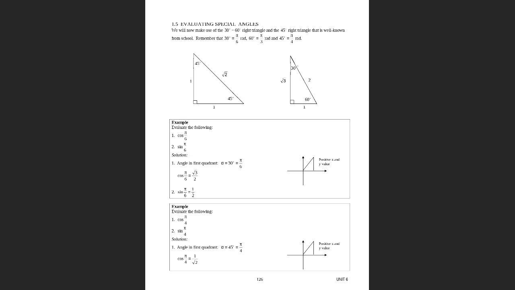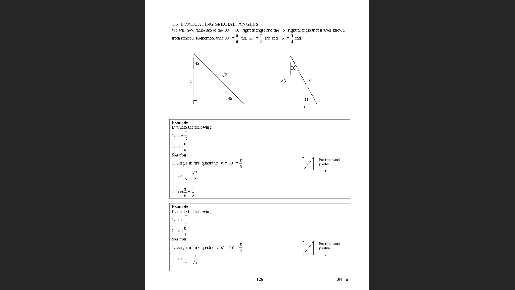In the same way, when you have 60, cos 60 is 1 over 2, sine 60 is root 3 over 2, and tan 60 is opposite over adjacent, so root 3 over 1, which is simply root 3. So we must know these special angles.